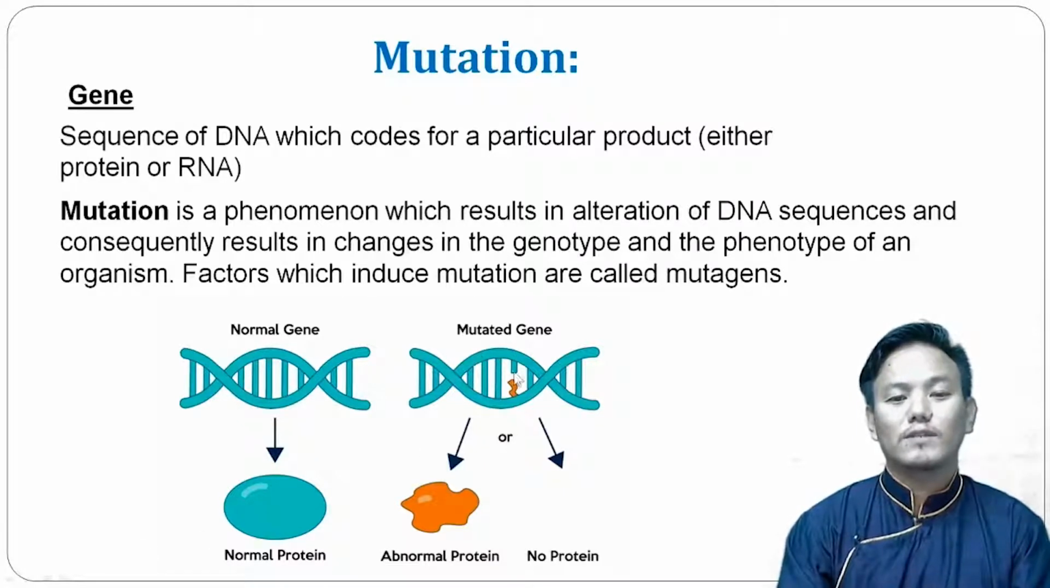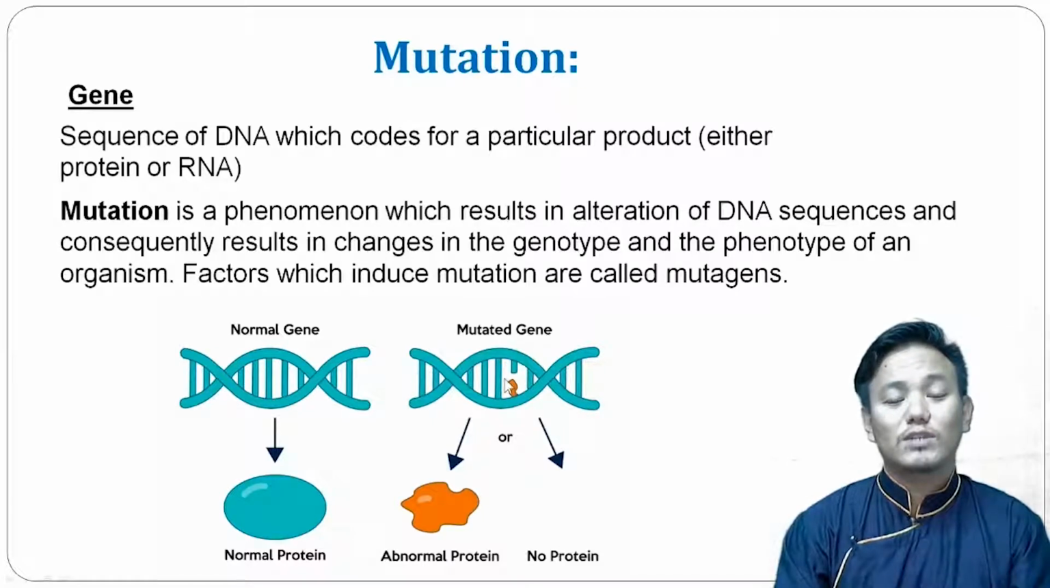However, if there is some kind of alteration, you can see over here one strand is broken. So this is a mutated gene. Let's say it has undergone a mutation. If the gene gets mutated, it can either produce an abnormal protein or it won't produce any protein at all. So if a mutation happens, it will affect the protein, and if the protein is affected, the phenotype will be affected.